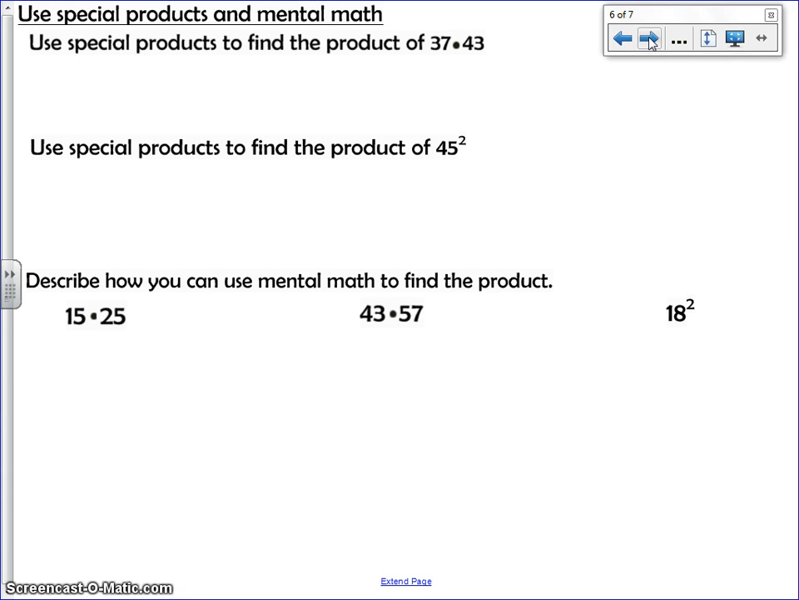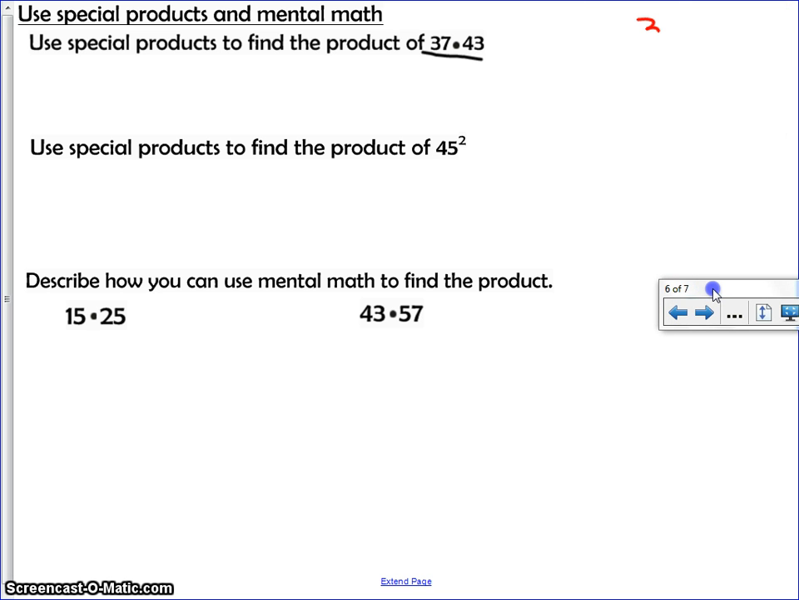Now, an application of this would be a way to multiply using mental math. You might think, well, why would I multiply 37 times 43 in my head? I already know how to do that. 37 times 43. And then you go through your standard algorithm. 7 times 3, 21, carry the 2. 3 times 3 is 9, plus 2 is 11. 4 times 7, 28. 4 times 3 is 12, plus 2 is 14. Add them up. You get 1,591.